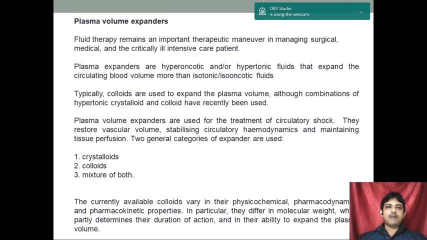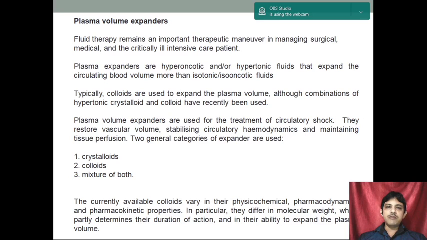Now, fluid therapy. Whenever we are talking about fluid therapy, it is important as a therapeutic maneuver in managing surgical, medical, or critically ill intensive care patients. That means when there is a loss of blood and so on, we are giving the drug, or in other medical conditions also we are giving agents which act as plasma volume expanders.